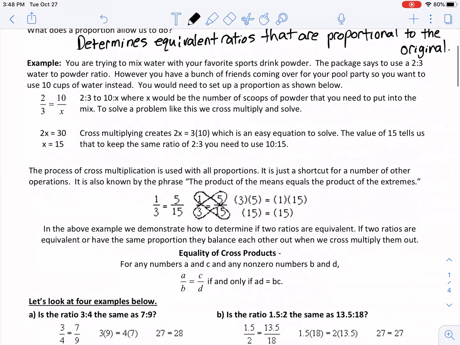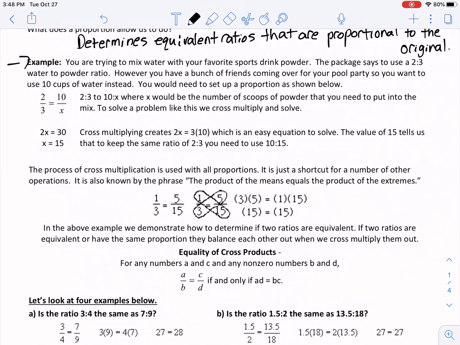For instance, maybe you're looking at this example here, and it says you are trying to mix water with your favorite sports drink powder. Usually you have some kind of container of powder, and it would come with a scoop, and you'd scoop out the powder and mix it with water, right? Well, oftentimes the package might say what the ratio of cups to scoops of powder should be. In this case, the package says to use 2 to 3. So the ratio is 2 to 3 of water to powder, okay? So for every 2 cups of water, we want 3 scoops of powder.